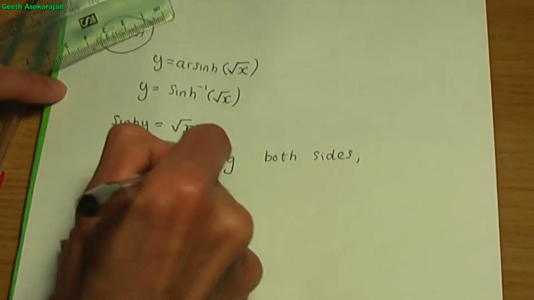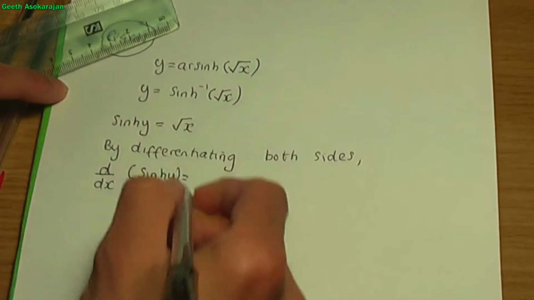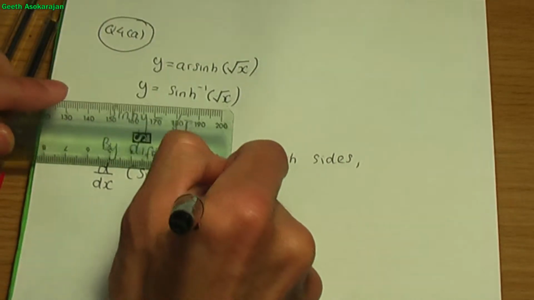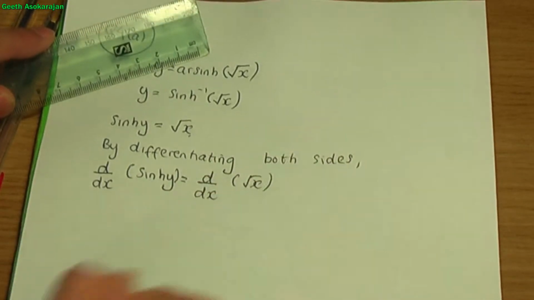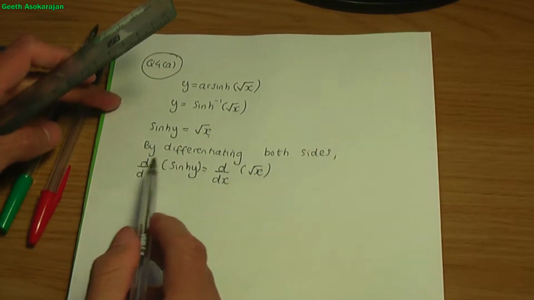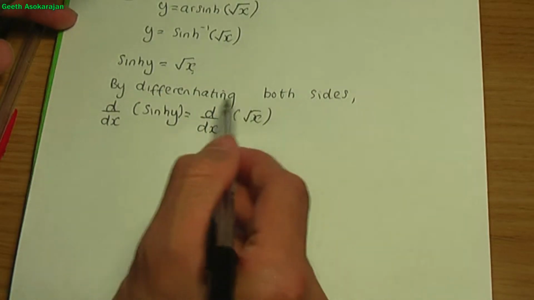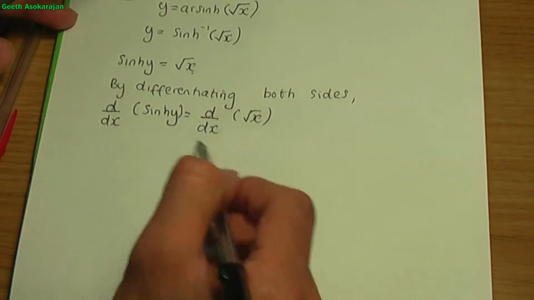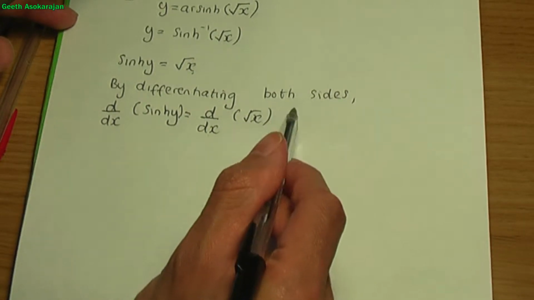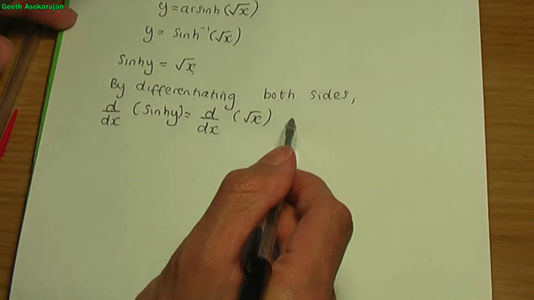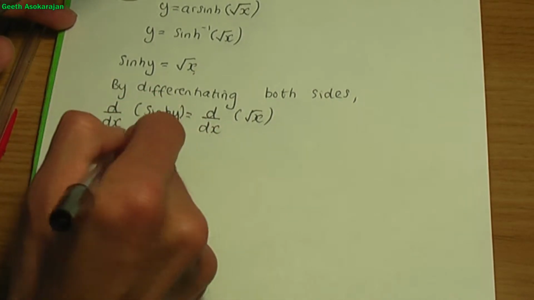So we need to calculate d by dx of the left hand term, which is hyperbolic sine y, and we also need to differentiate the right hand term with respect to x, so d by dx of root x. That is what I mean by differentiating both sides with respect to x. Differentiating the right hand term is basic differentiation: to differentiate root x, or x to the power of half, we multiply by the power and subtract 1 from the power. However, let's concentrate on the left hand term.